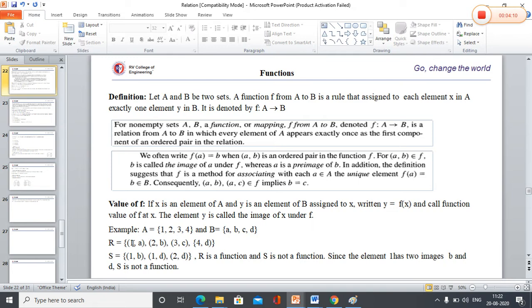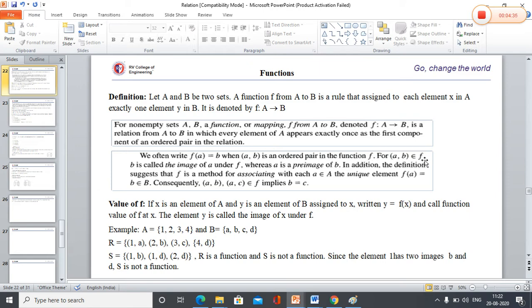So that means the image of 1 is A. So in each ordered pair, the first element is what I can write like f(a), and the second element is nothing but the image of the first element, or I can say the first element is nothing but the pre-image of the second element. Okay. So that only is written here. f(a) is equal to b when (a, b) is an ordered pair in the function.